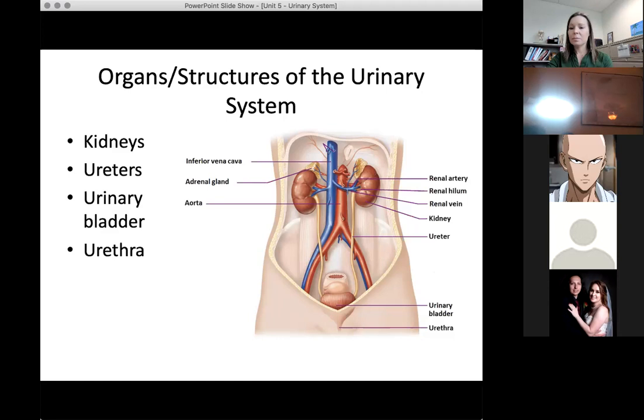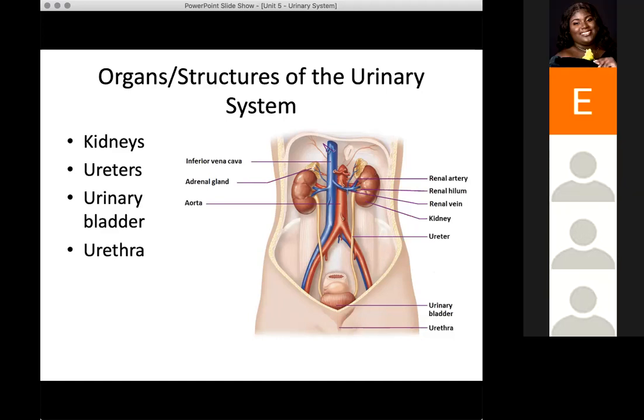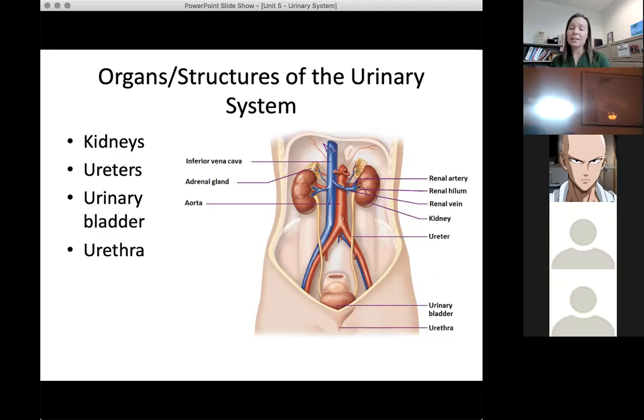Okay, and then finally, the innermost layer is called the renal capsule. This is the only layer that will still be attached to the kidneys that you guys are dissecting. It's the innermost layer, and it's a very thin, transparent membrane that contains white blood cells to help prevent infection.